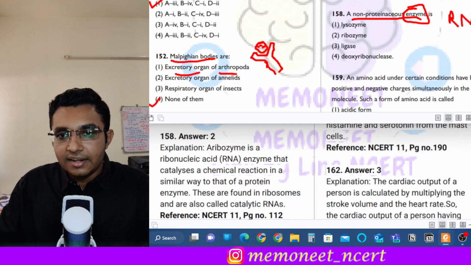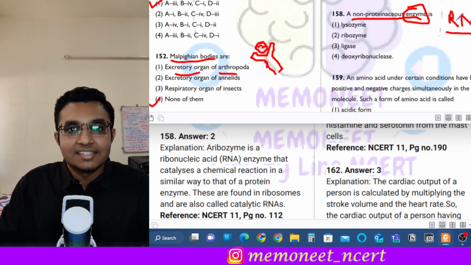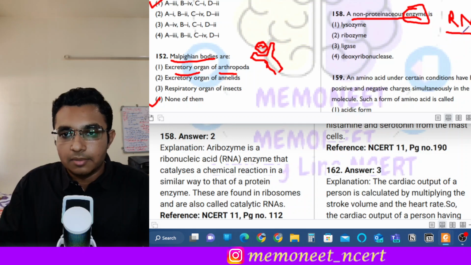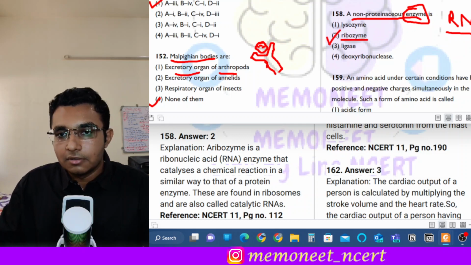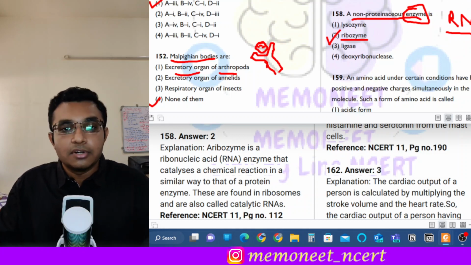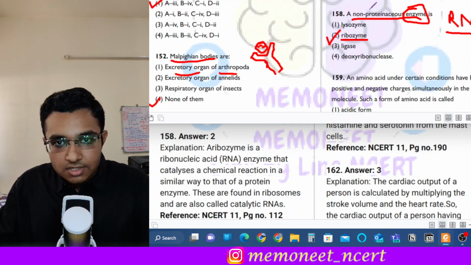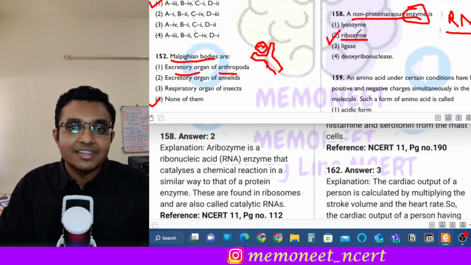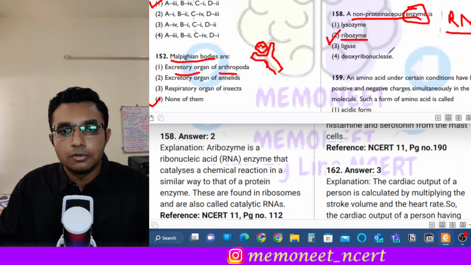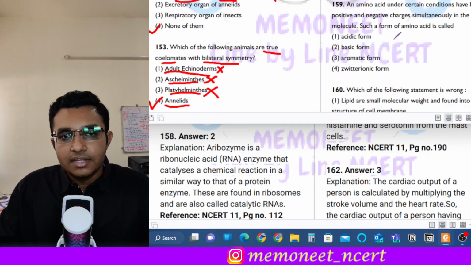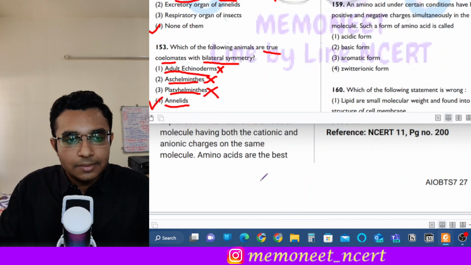When RNA serves the function of an enzyme, it is called as ribozyme. Okay, and ribozyme is not a protein, because it is a nucleic acid. So RNA as a nucleic acid, when it functions as an enzyme, it is called as ribozyme. So the answer to this question, a non-proteinaceous enzyme, is ribozyme. Okay, I hope you got this question. The next question, question 159.